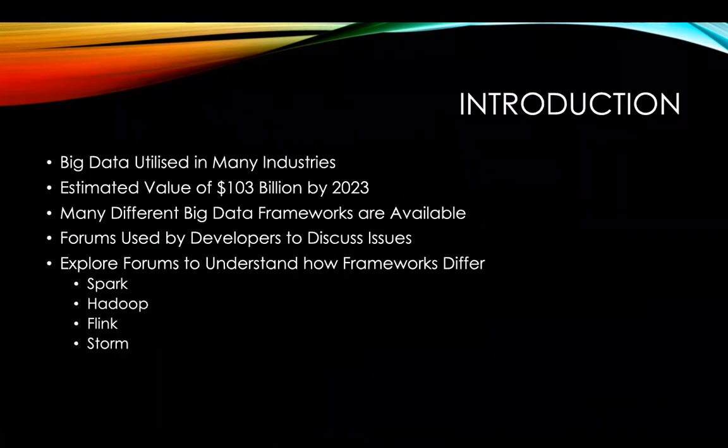So big data is utilized in many industries, including advertising, mining, defense, and medicine, and its value is expected to be $103 billion by 2023. And there are many different frameworks available for big data, and developers will often seek to find solutions to issues they have on forums. And we will explore these forums in order to understand how each framework is used, and in particular, looking at the frameworks Spark, Hadoop, Flink, and Storm.